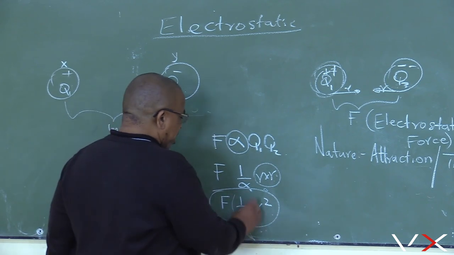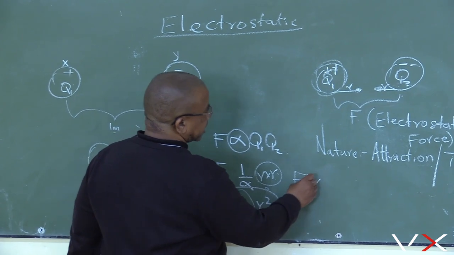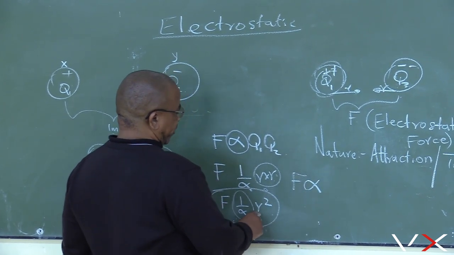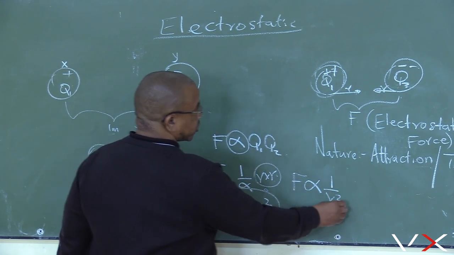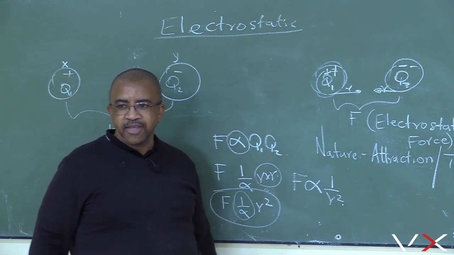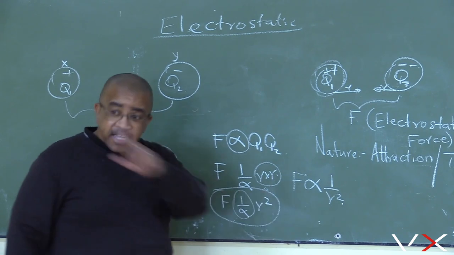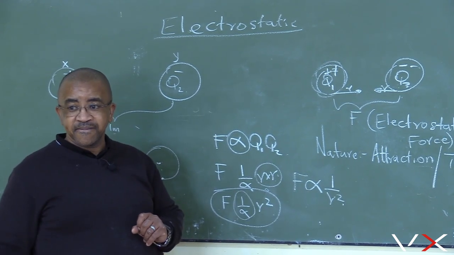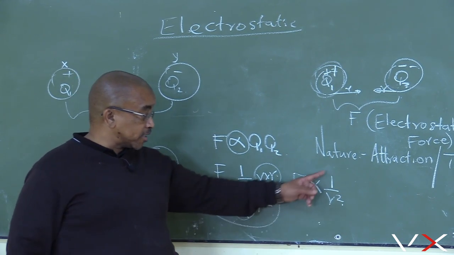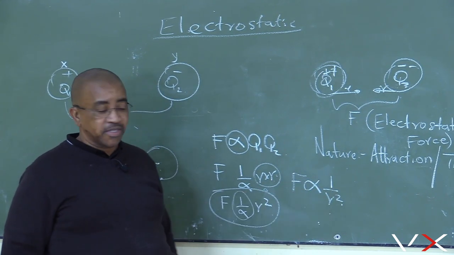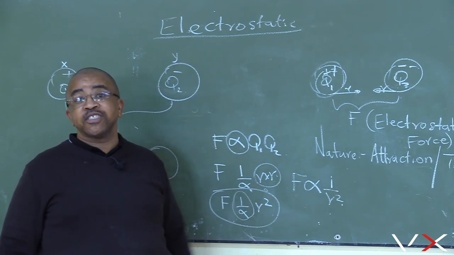Now, the law of inverse. Force is directly proportional, but instead of R squared, we use the inverse of R squared. Force and distance are inversely proportional. Force and the square of the distance are inversely proportional. But we have written it in terms of the inverse of R squared. So force is directly proportional to the inverse of the square of the distance.